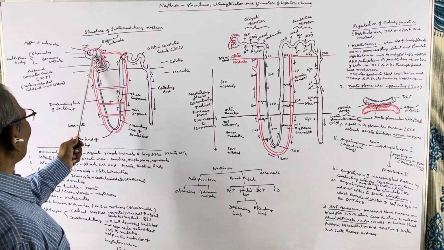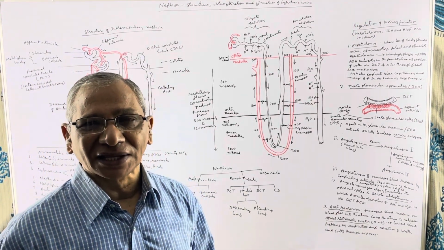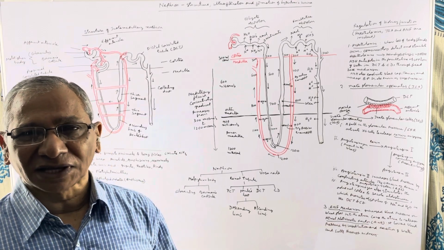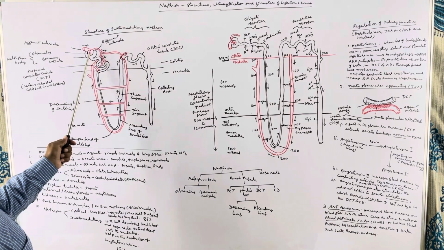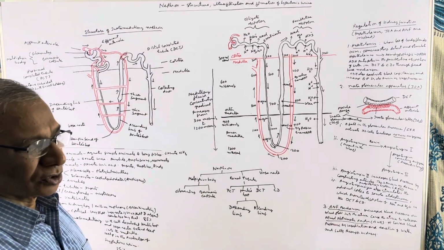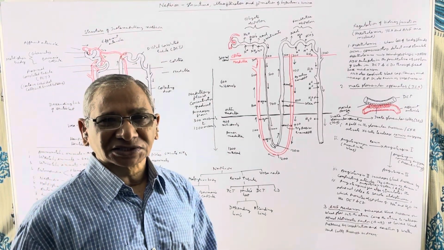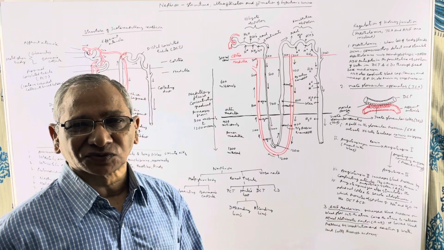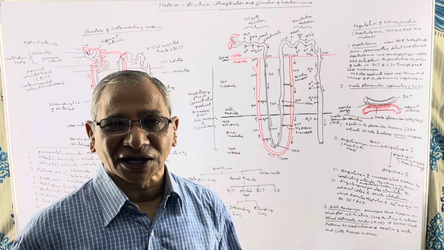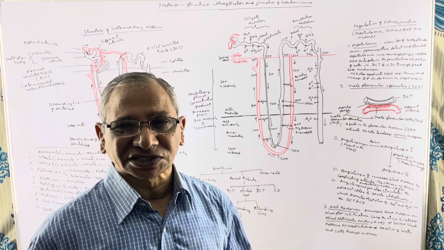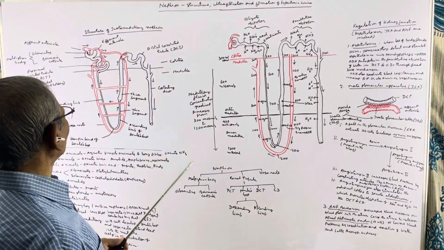The blood and the cavity of the Bowman's capsule are separated by 3 layers: the endothelium of the capillaries, the basement membrane, and the podocytes of the Bowman's capsule. So the inner wall of the Bowman's capsule is made of podocytes. That means they resemble the shape of our feet. That's why they got the name podocytes. Between the podocytes, there are openings that are slit-like. And through these slit-like openings, the glomerular filtrate enters the Bowman's capsule.